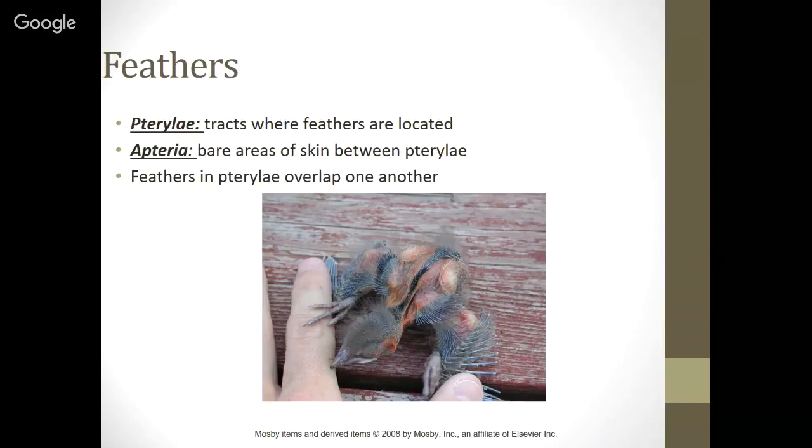Feathers in the pterylae overlap with one another, so you can't see these apteria unless we're talking about a newly hatched chick that is just starting to grow feathers. So you can see this little baby, probably a robin, who is having feather growth along lines and with the apteria. So that we've got the pterylae of lines of feathers with the apteria in between.